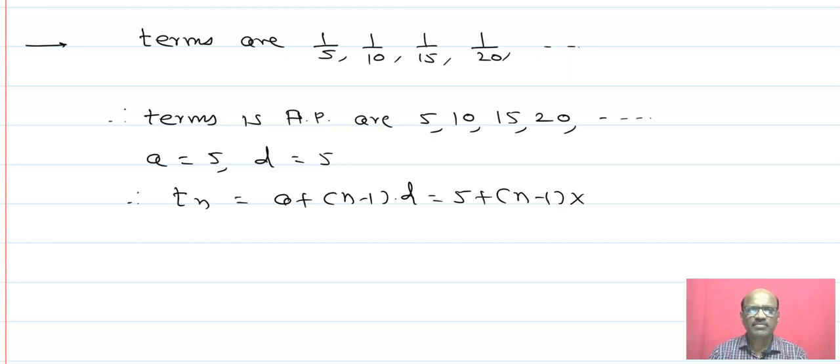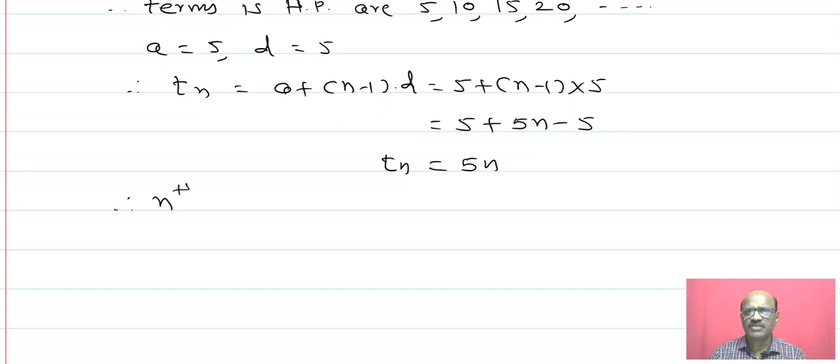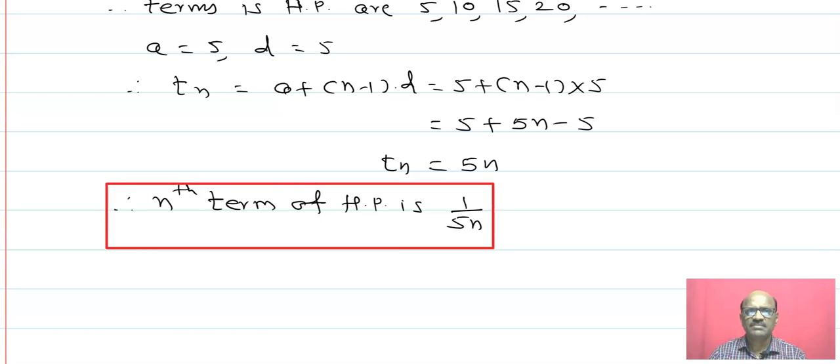Therefore, apply the formula for Tn is equal to A plus n minus 1 into D. That is 5 plus in bracket n minus 1 into 5, that is 5 plus 5n minus 5. And hence Tn is equal to 5n. Therefore, the nth term of HP is 1 upon 5n. This is the nth term.